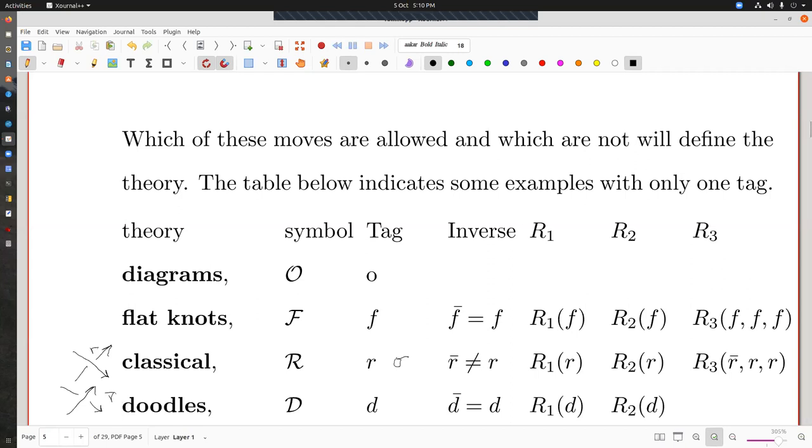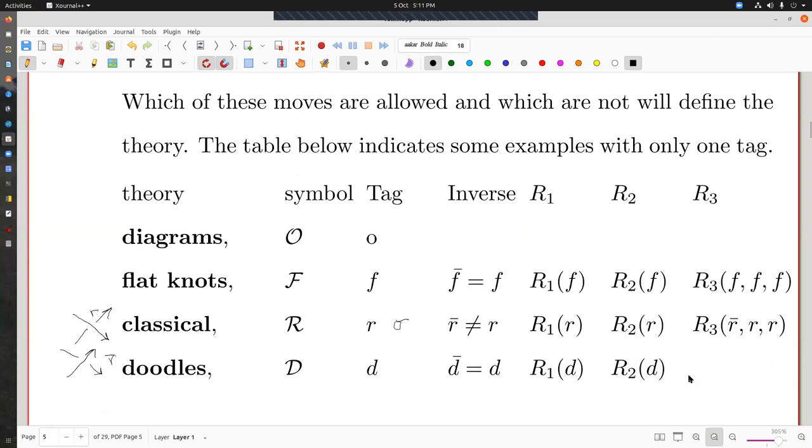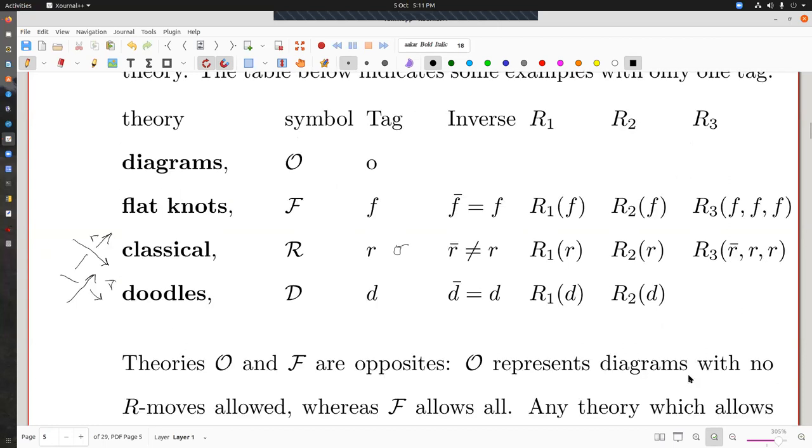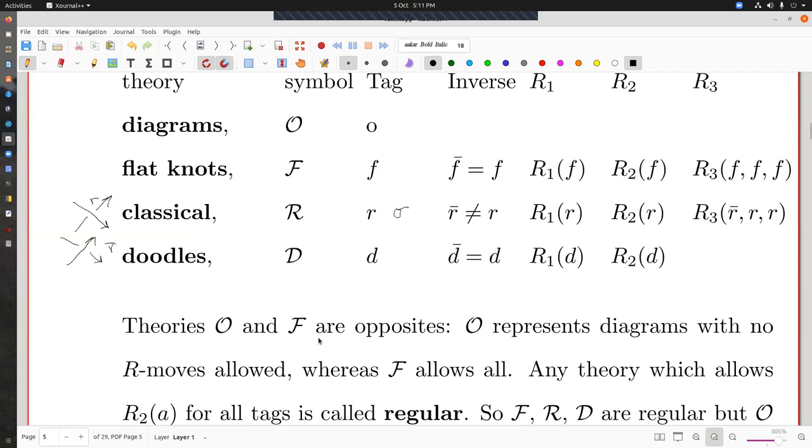And then doodles. Well, for doodles, R1 and R2 are allowed, but not R3. And that makes life quite interesting, as we'll see. So, well, there's lots of other examples, like the diagram theory and F are opposites, in the sense that nothing is allowed in O, and in F everything's allowed.